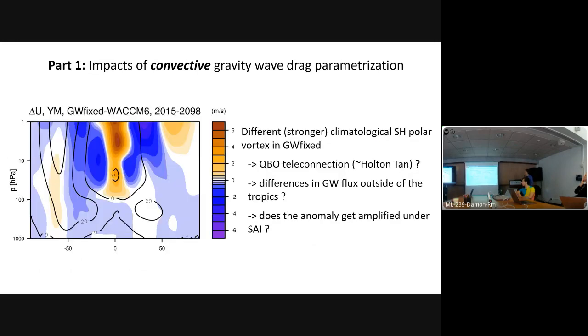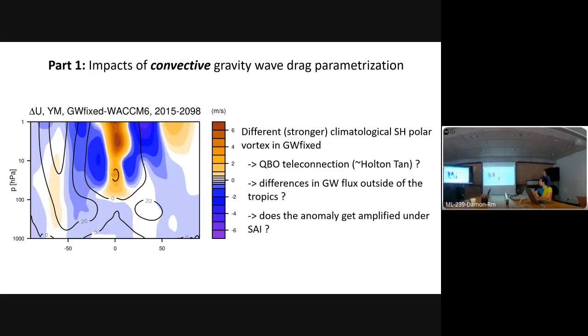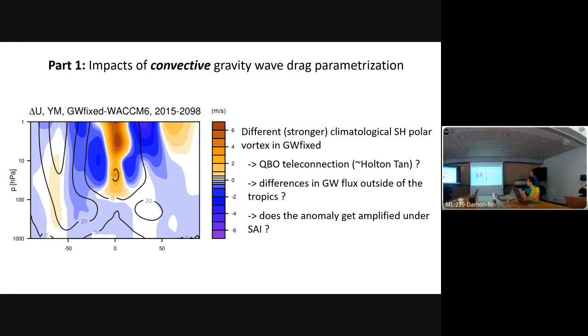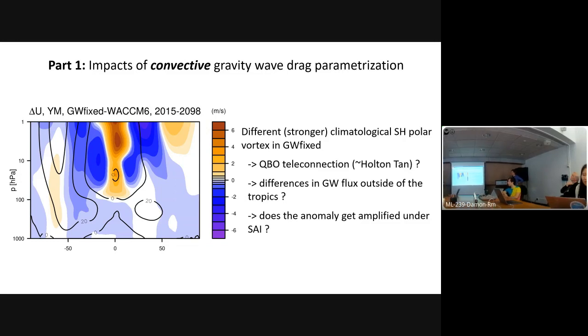We're still working on diagnosing where it's coming from, but the results suggest this is, at least partially, due to a slightly stronger climatological polar vortex in the southern hemisphere. And again, we are diagnosing whether it's due to the intrinsic QBO teleconnections with the high latitudes, or whether it's due to different gravity wave drag outside of the tropics. And also we're exploring whether there's any coupling once you put stratospheric aerosol on top of that.